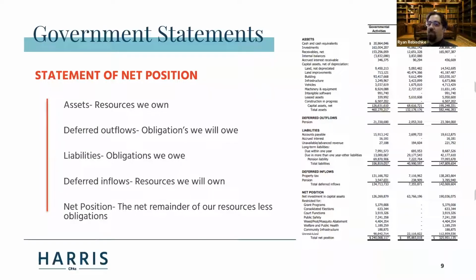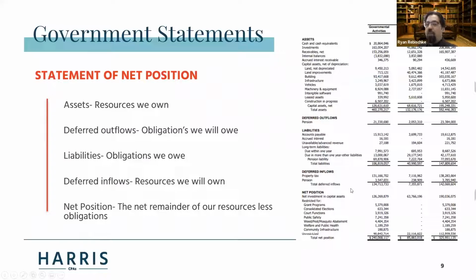These are things that we owe to other people, other entities, other government groups that we know are now. Because this is government-wide, it includes both current, like accounts payable, and long-term, so any debt or bonds that we have that are due farther out than a year would show up on this statement.